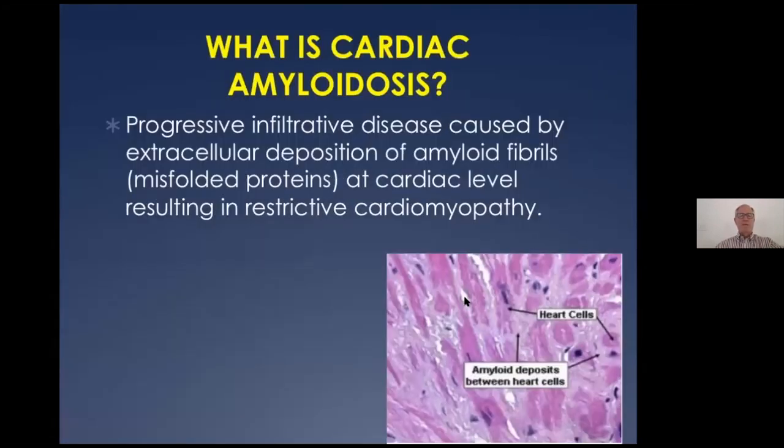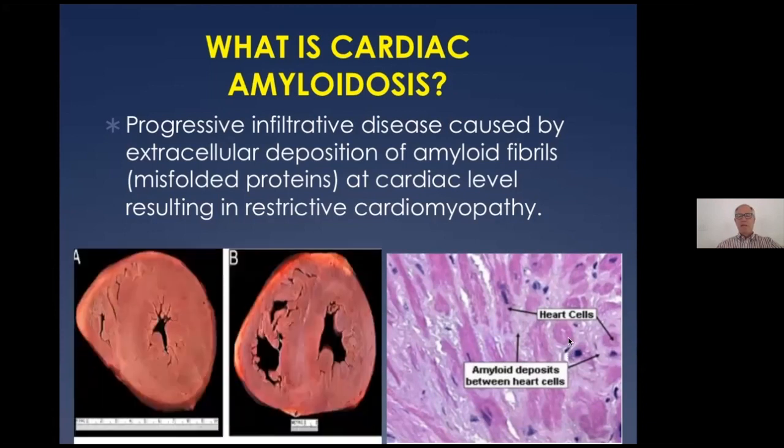So what is cardiac amyloidosis? It's a progressive infiltrative disease caused by the extracellular deposition of amyloid fibrils. These are misfolded proteins, and this infiltration occurs at the cardiac level, resulting in a restrictive cardiomyopathy. What you can see here in this slide is the actual extracellular matrix, which is composed, in this situation, of amyloid protein. And on the left, you see these specimens of hearts. They're very thickened, but it's not as a result of left ventricular muscle hypertrophy, but actually related to the deposition of this amyloid protein, creating a restrictive cardiomyopathy.